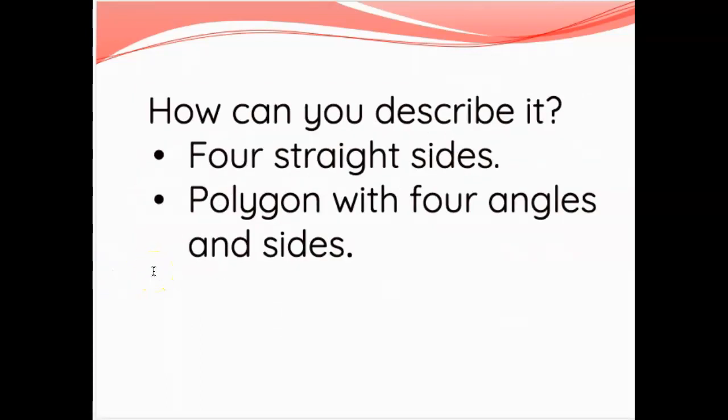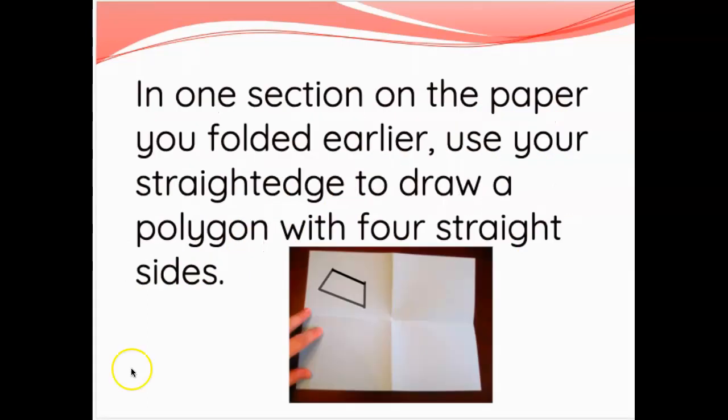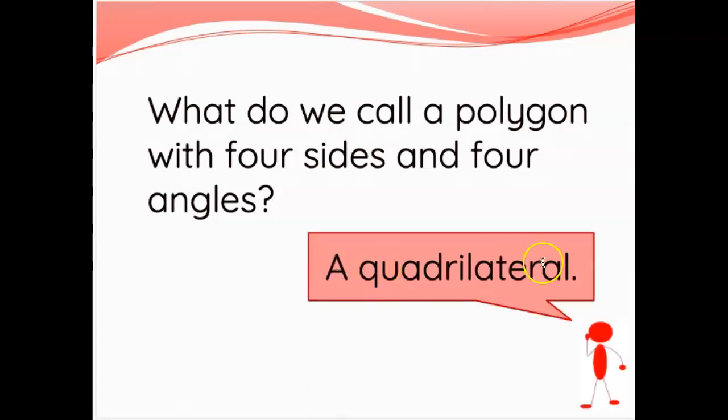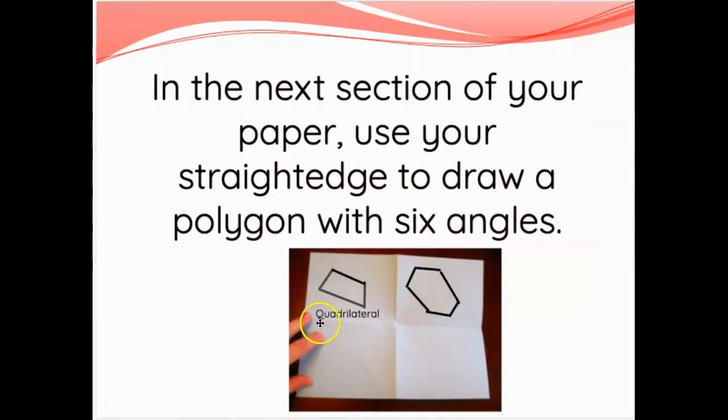So how can we describe our polygon? We should be able to say it has 4 straight sides and it's a polygon with 4 angles and sides. So when we look back at that, 1, 2, 3, 4 angles and 1, 2, 3, 4 sides. And what do we call a polygon with 4 sides and 4 angles? Shout it out if you know it. That's right, a quadrilateral. Any polygon with 4 sides and 4 angles is called a quadrilateral. So I'm going to go ahead and write that below my 4 side and 4 angle quadrilateral.